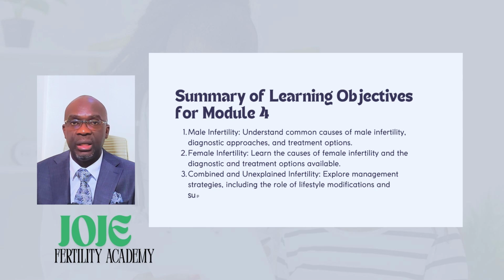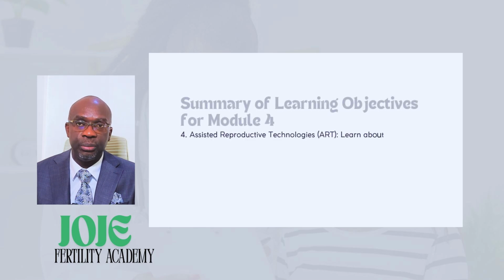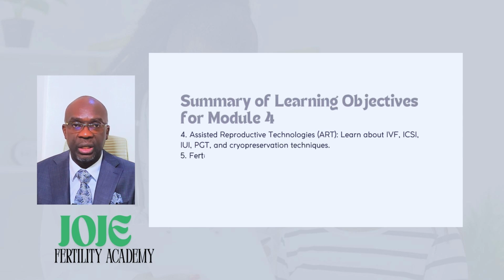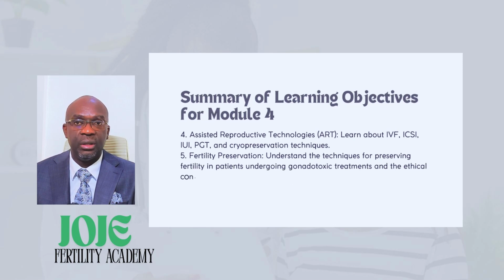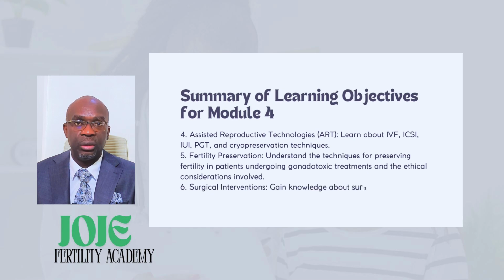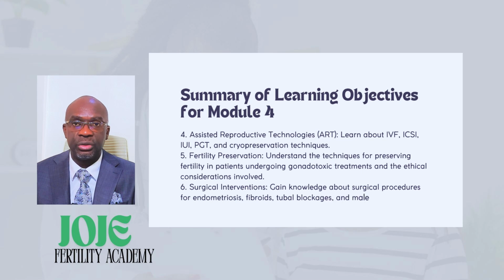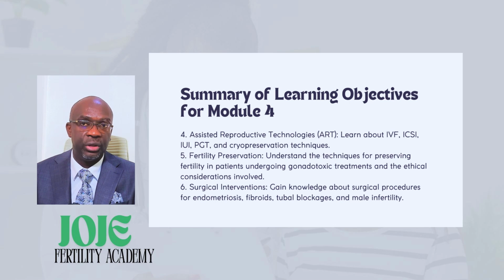And three, under combined and unexplained infertility, to explore the management strategies, including the role of lifestyle modification and supportive therapies. And then four, under assisted reproductive technologies, to learn about IVF, ICSI, IUI, PGT, and cryopreservation techniques. And then under fertility preservation, to understand the techniques for preserving fertility in patients undergoing gonadotoxic treatments and the ethical considerations involved. And lastly, under surgical interventions, to gain knowledge about surgical procedures for endometriosis, fibroids, tubal blockage, and male infertility.